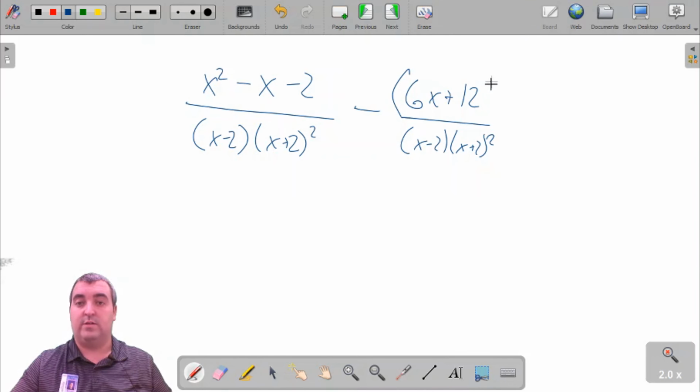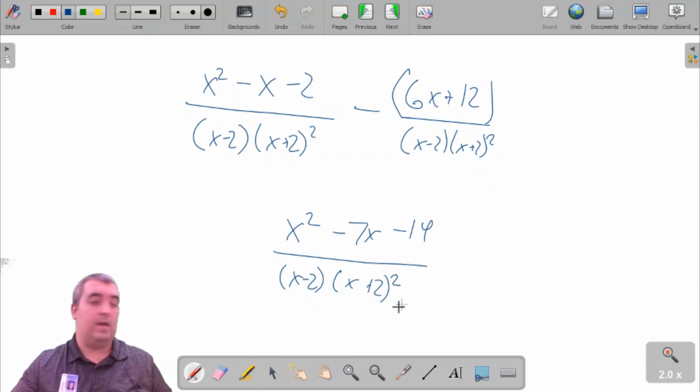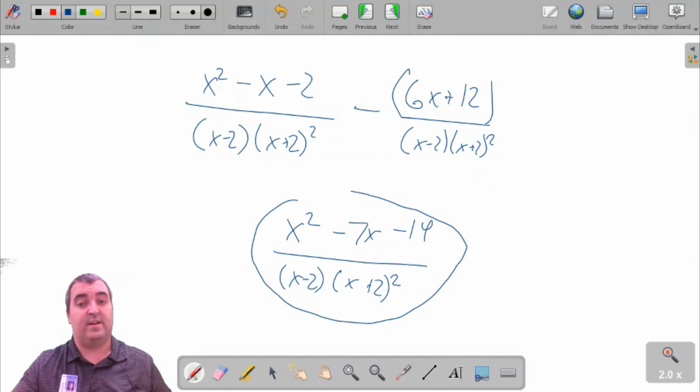When I do the subtraction, make sure you subtract everything. So it's going to end up being x squared minus x minus 6x is minus 7x, minus 2 minus 12 is minus 14, and then there is our denominator. And guess what? This does not factor, so we cannot cancel out any factors unless we had x squared minus 7x minus 14 on the bottom too. Because we don't, we're done, and there is our answer.